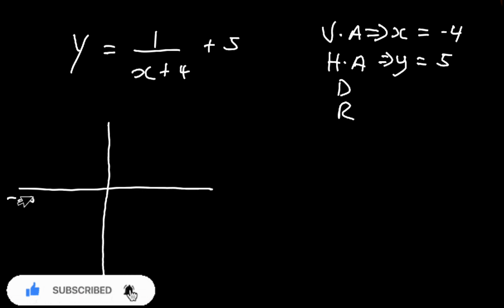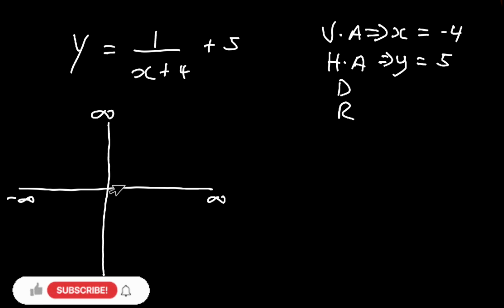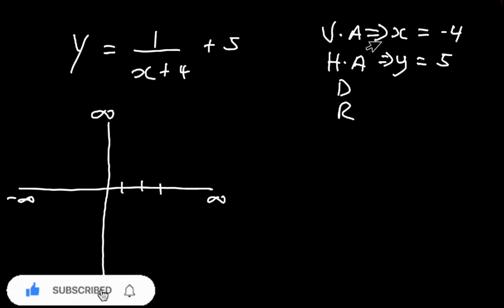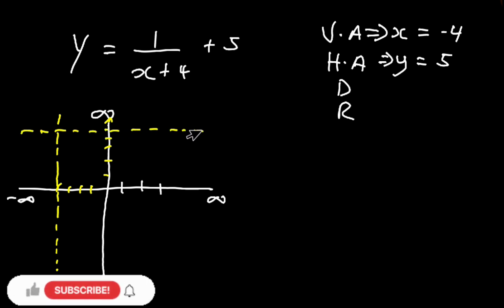So you have negative infinity, you have infinity here, you have negative infinity, and then infinity here. So let's indicate the vertical and horizontal asymptotes first. The vertical asymptote is at the point where x is equal to -4. So here is our vertical asymptote, and then the horizontal asymptote is 5 units up on the graph. So we have 1, 2, 3, 4, then 5.